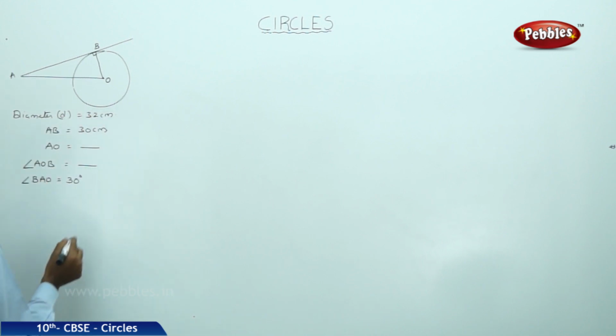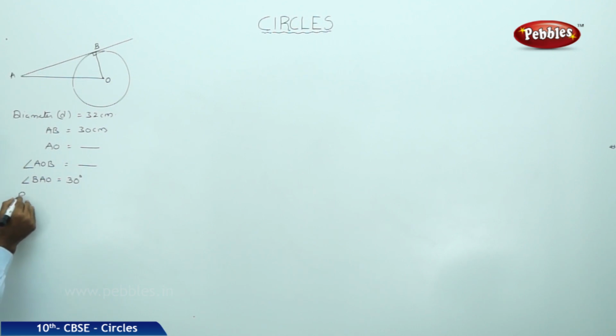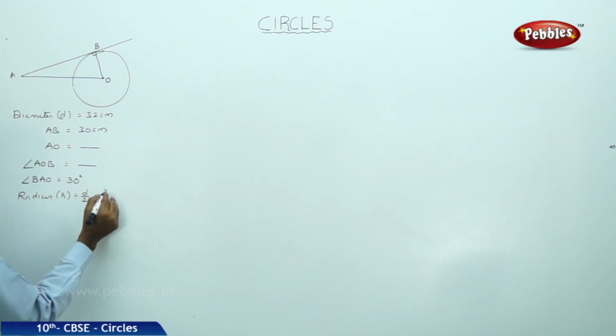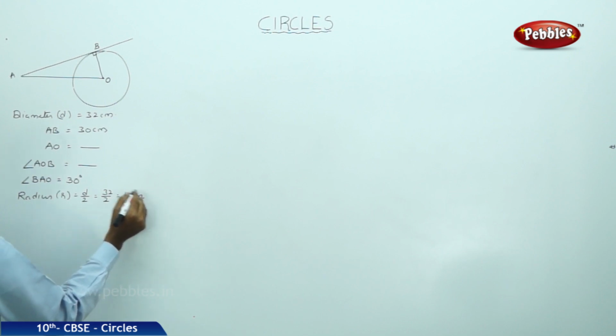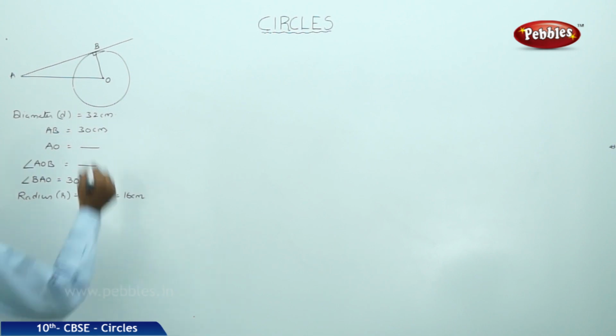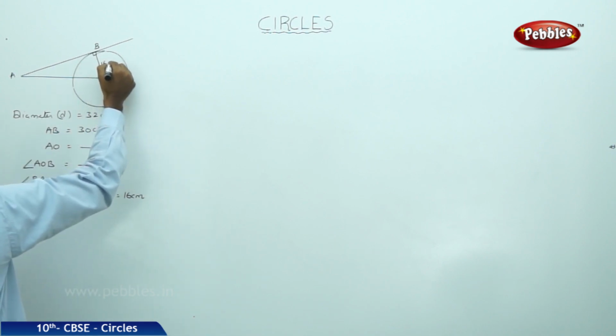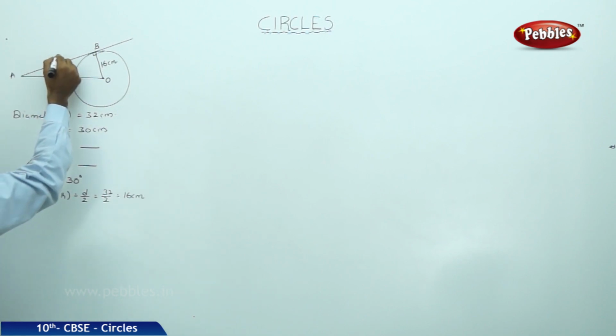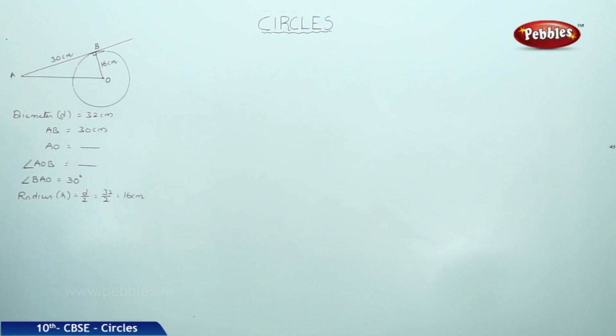Now, diameter is equal to 32, therefore, radius R is equal to diameter by 2, that is 32 by 2, that is equal to 16 centimeters. Now, I am ready with the radius. Radius is 16. And AB is 30 centimeters. Now, from this one, we have to find.